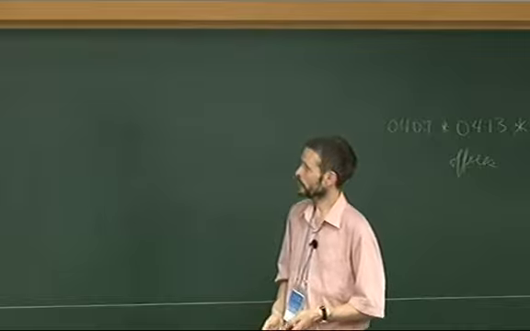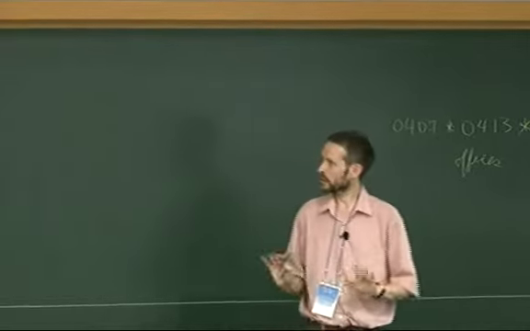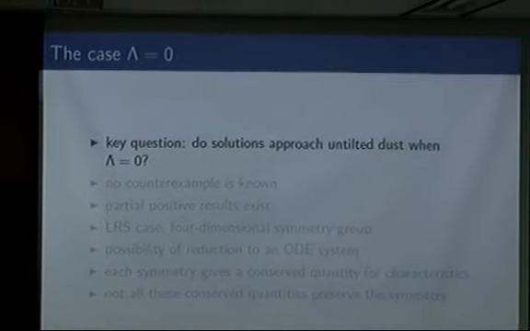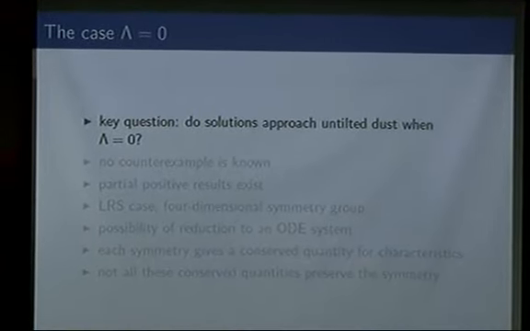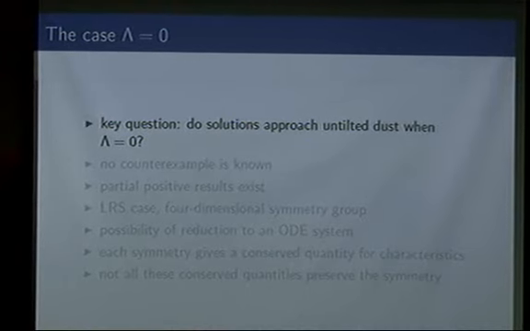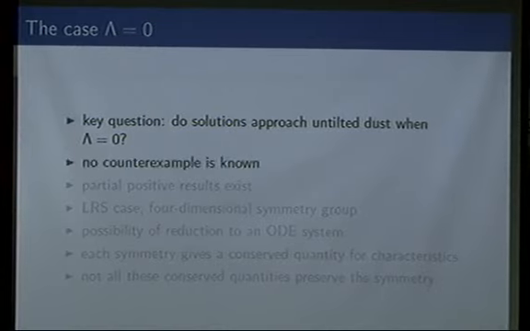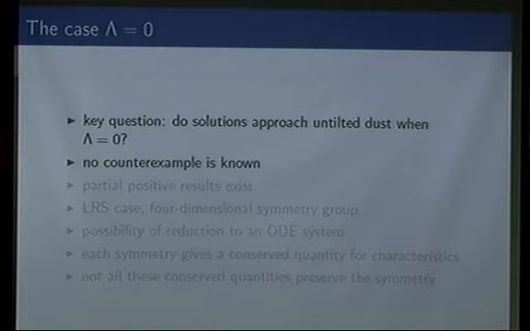Now I want to come back to the case lambda equals 0, because this is a lot more complicated. I've explained that for lambda positive, the solutions approach untilted dust. So the question is, does this also happen for lambda equal to 0? The first statement is that no counterexample is known, at least not to me. So maybe we can hope to try and prove this. Also, there are partial positive results on this question, and I will explain something about those now.